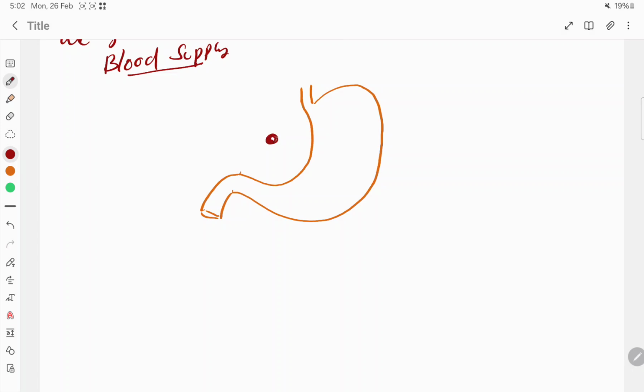Drawing the celiac trunk. The celiac trunk has mainly three branches. The largest branch is the splenic artery. We have the spleen here. This is the splenic artery. Towards the right side we have the common hepatic artery. And one more branch is known as the left gastric artery. This is the left gastric artery.